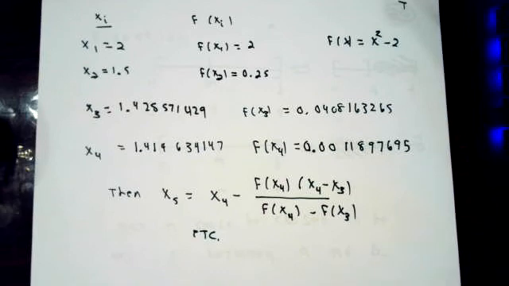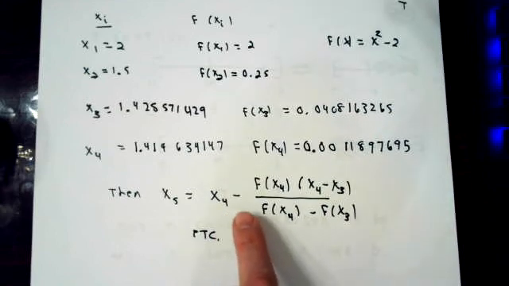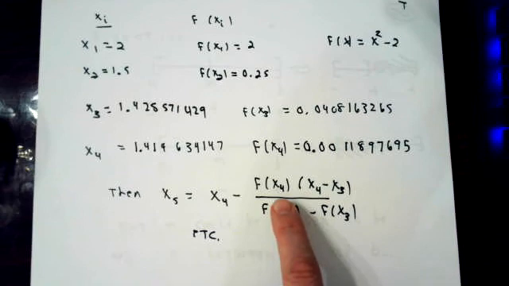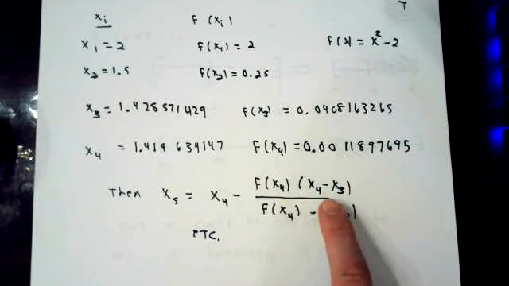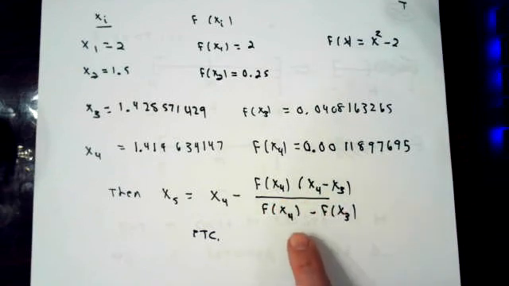If I wanted to calculate x number 5, that would be x number 4 minus f at x number 4 times x4 minus x3 over f at x4 minus f at x3. And then you could continue doing this until you decided that enough was enough. I've checked these numbers with a little program that I wrote, and it looks like they're correct.